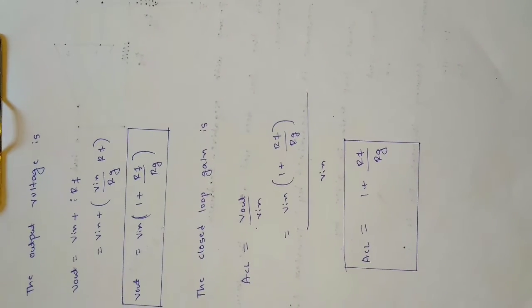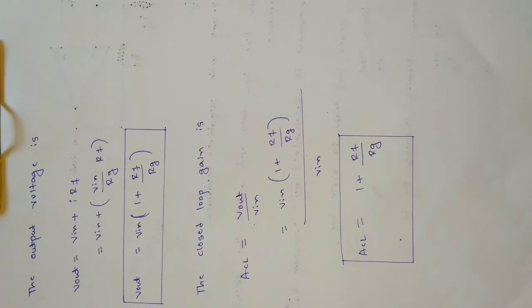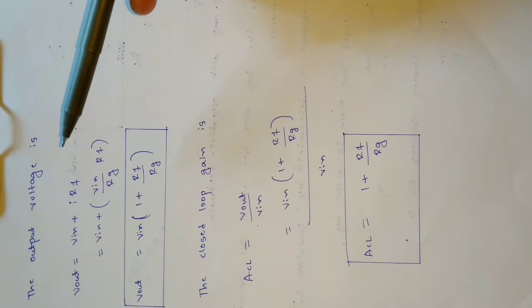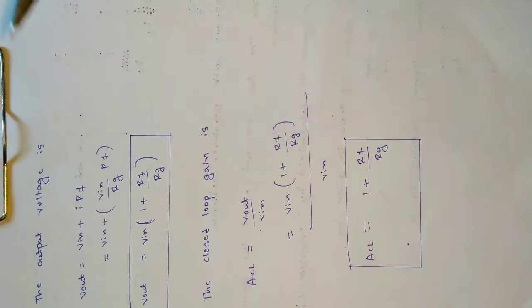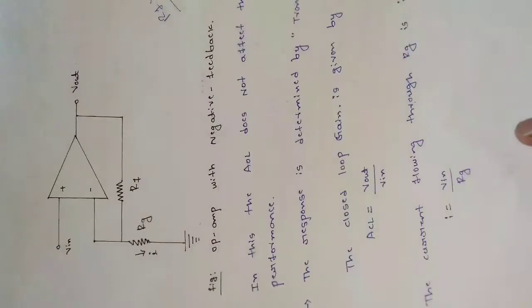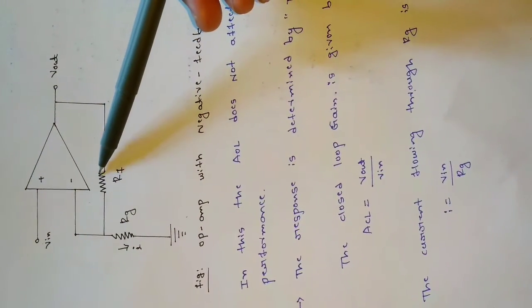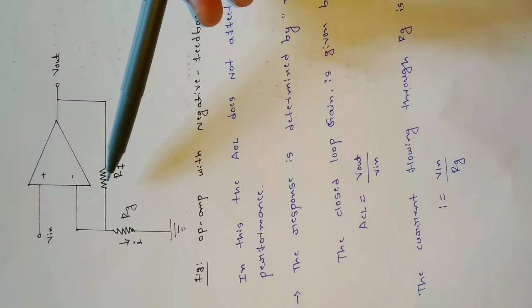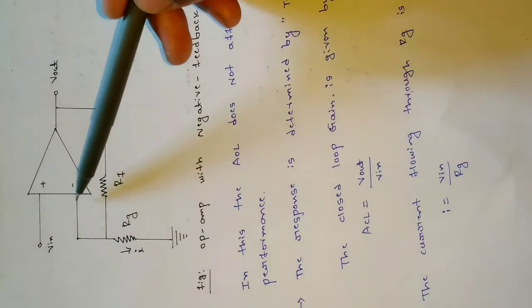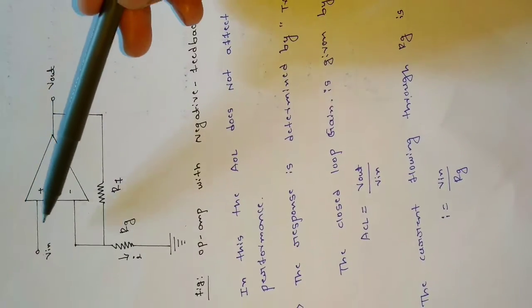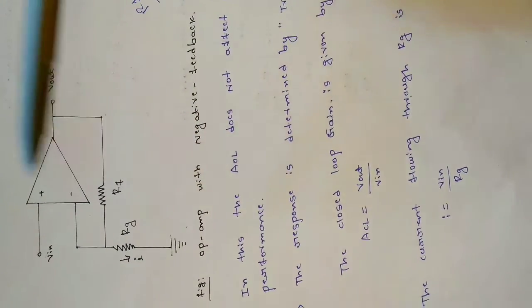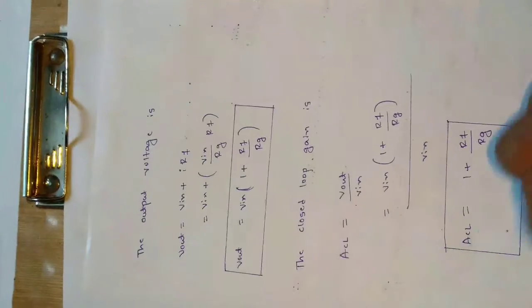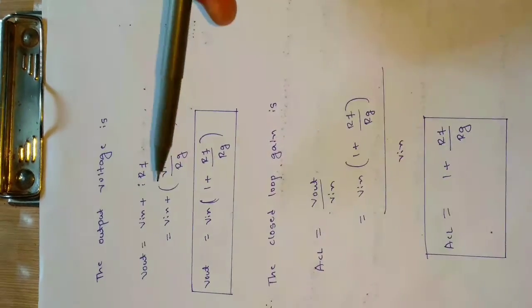Okay, so the final equation for the output voltage is given by V out is equal to V in plus I into RF. So V in is the input voltage and I into RF is the voltage which is fed back to the op amp again. I'm talking about this voltage. So current flowing will be I here. So I into RF is the voltage which is fed back to the input. So total output voltage will be the input voltage plus the feedback voltage which is coming from the output, so that constitutes the V out here. Okay, so that's why I have written V in plus.